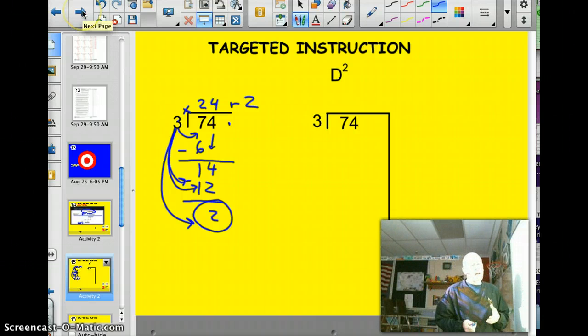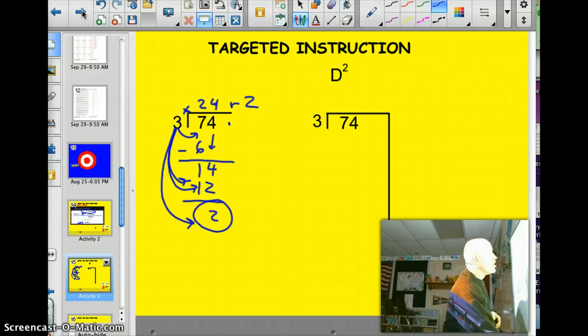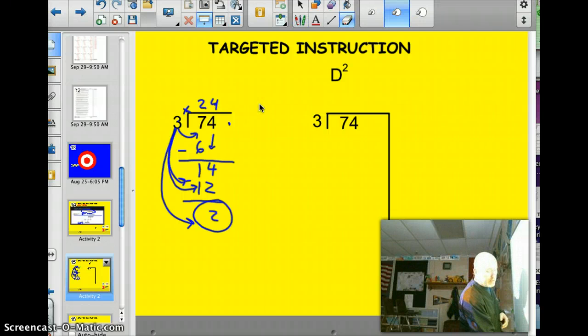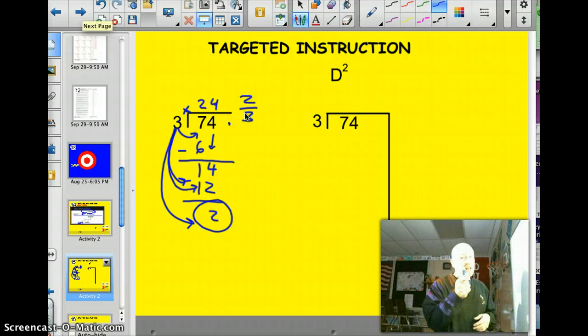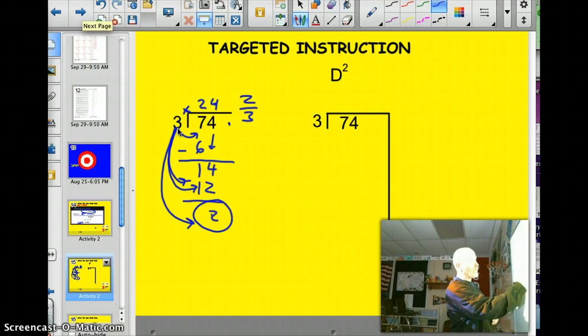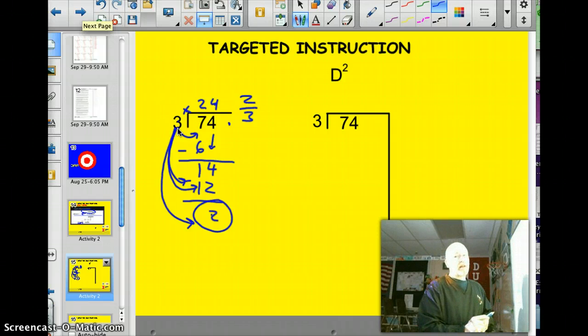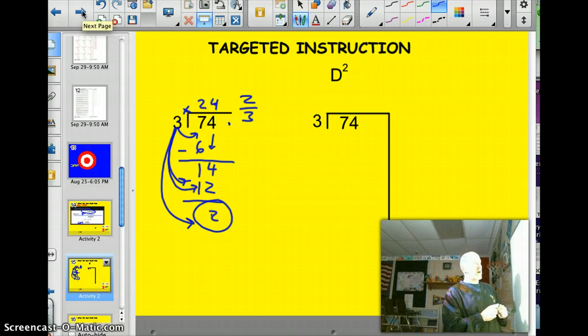Now, sometimes test makers like to throw you off and try to confuse you by writing the answer this way: 24 and 2/3. That is the correct answer because it did go in there 24 times and you had 2 left out of a group of 3. So you really have a fraction of 2/3. They love to put that on there and you're back redoing your problem trying to figure out what you did wrong when your answer is right in front of you.